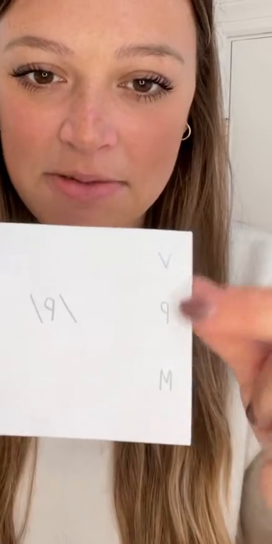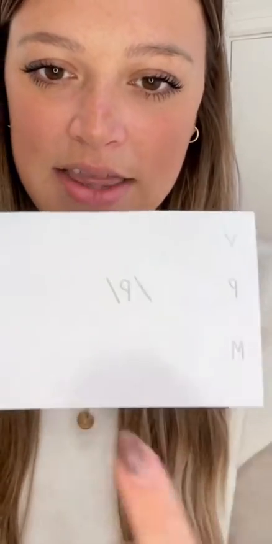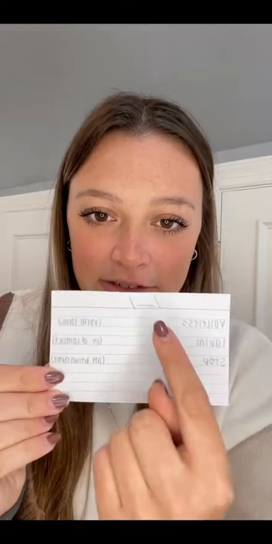On it, I have VPM for voice, place, and manner, and then in the middle, I have the transcribed sound. So in this case, I think it's backwards for you, but this is a P. And then on the back, I have a blank because I want to try and figure out what it is, and I wrote voiceless, labial, stop. And then on this side, I wrote what that means.